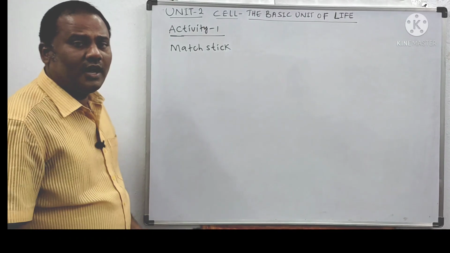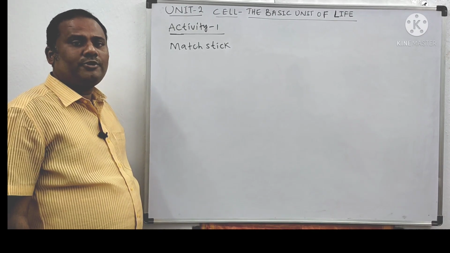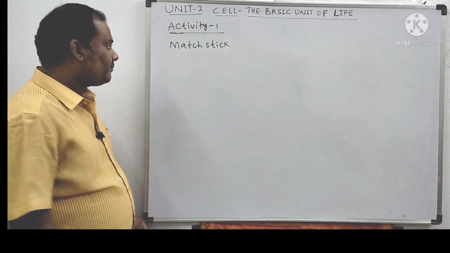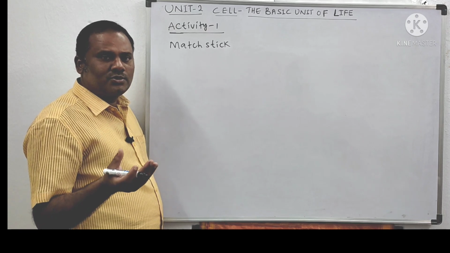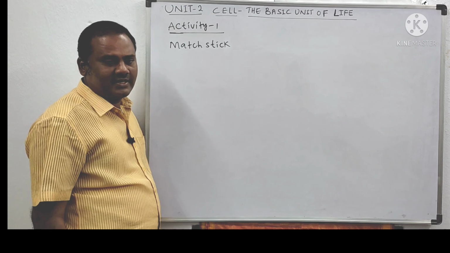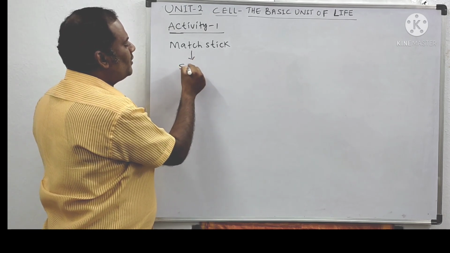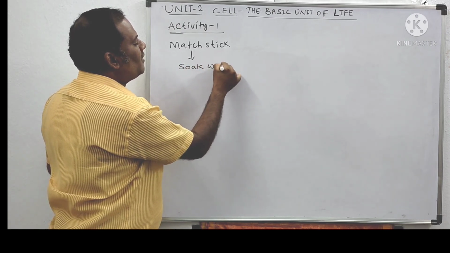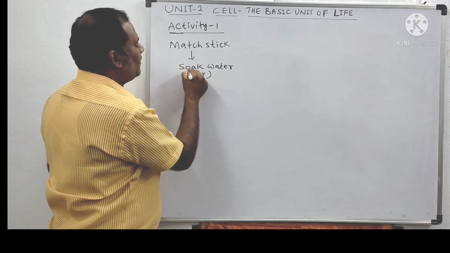So now we are going to know about activity 1. In that we are going to see the cell. As the oak plant cannot be available at all places, we have to take the material mastic. You have to take a mastic and soak it in the water for half an hour.